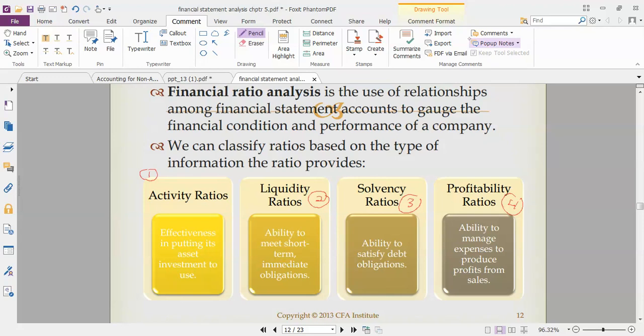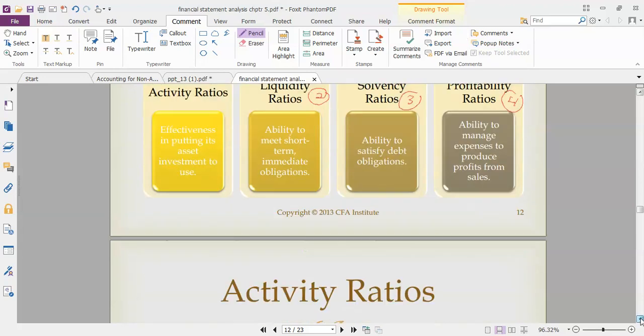Then solvency, whether the company has the ability to satisfy that obligation. Liquidity ratio is more to the short term, meaning whether we have a short term loan, whether we can pay back the short term loan or not. And then for solvency, it is in the long term, long term debt. And then profitability ratio. We will look at the ability of the company to manage the expenses to produce profits from sales. Alright? So there are 4 ratios here.